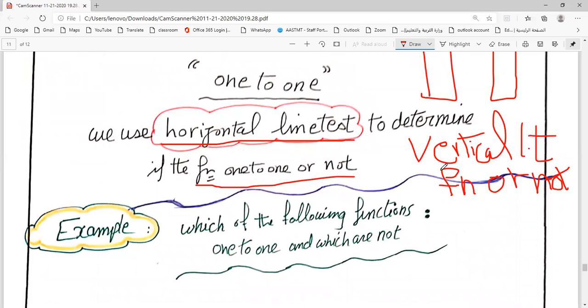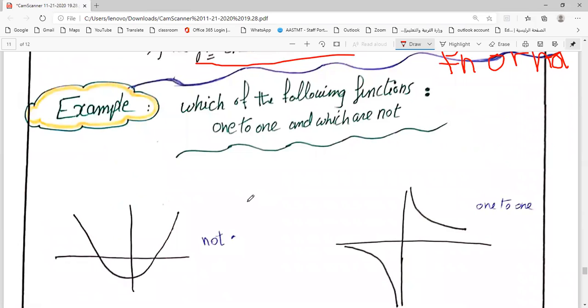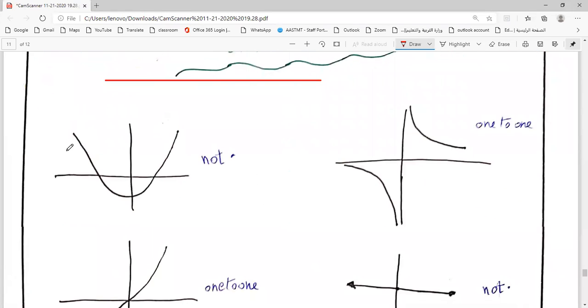What is the horizontal line test? We draw a horizontal line. If this line makes one intersection point with the graph, then the function is one-to-one. More than one intersection point, then this graph is not one-to-one. We can see that this function, if we make a horizontal line, we will find that we have two intersection points.